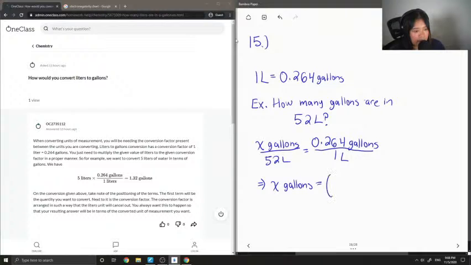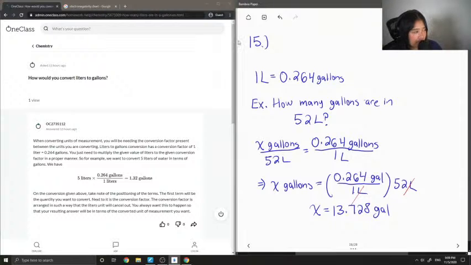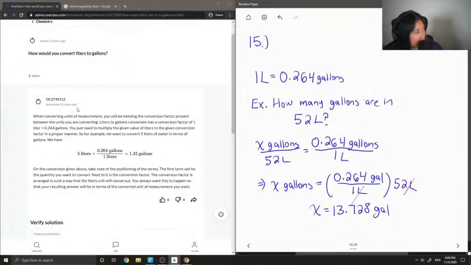by multiplying both sides by 52 liters. Okay, so if you plug this in your calculator, you get X is equal to 13.728 gallons. And you know you did the question correctly if your units cancel out, so our liters will cancel out, and we're left with gallons as our unit. So let's see what our junior tutor said.